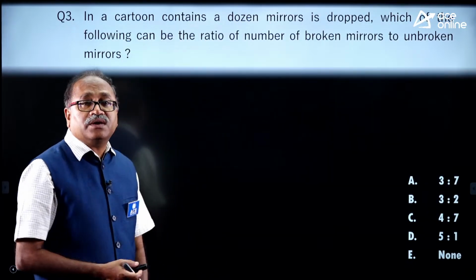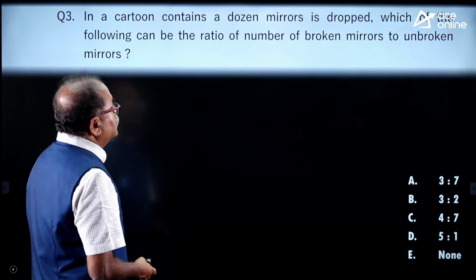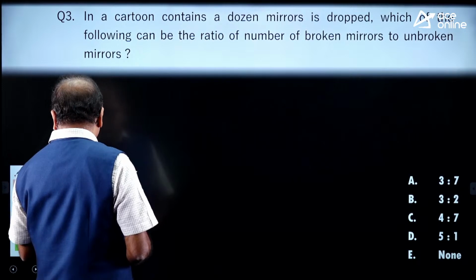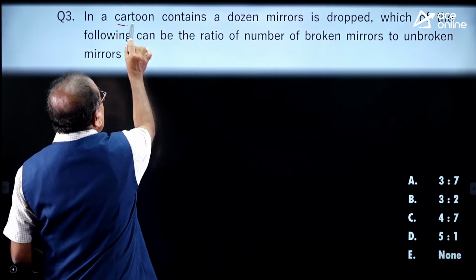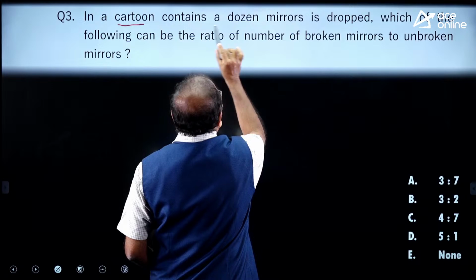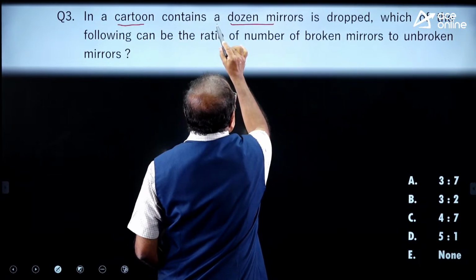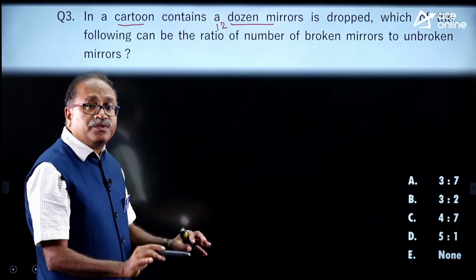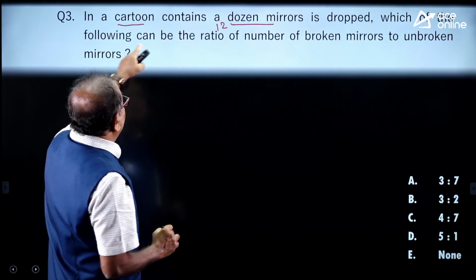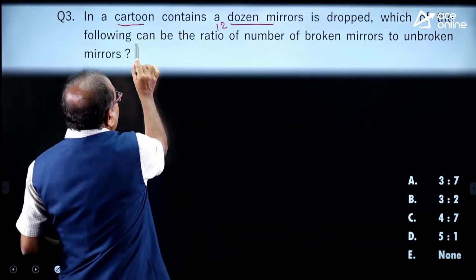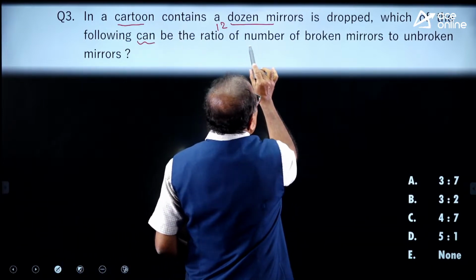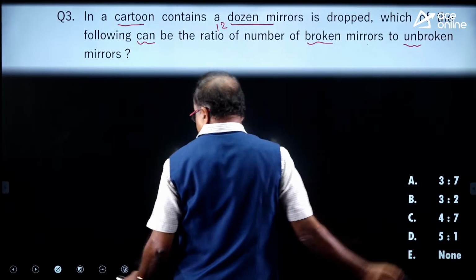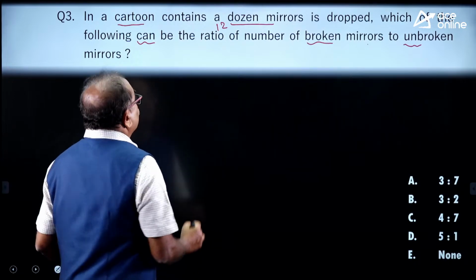And the next question is here. Let me read the question, then I will respond to it. It says that in a certain carton, there is a dozen mirrors. A dozen mirrors means 12 mirrors. Some are dropped. Which of the following can be the ratio of the number of broken mirrors to unbroken mirrors? The ratio they are asking here.